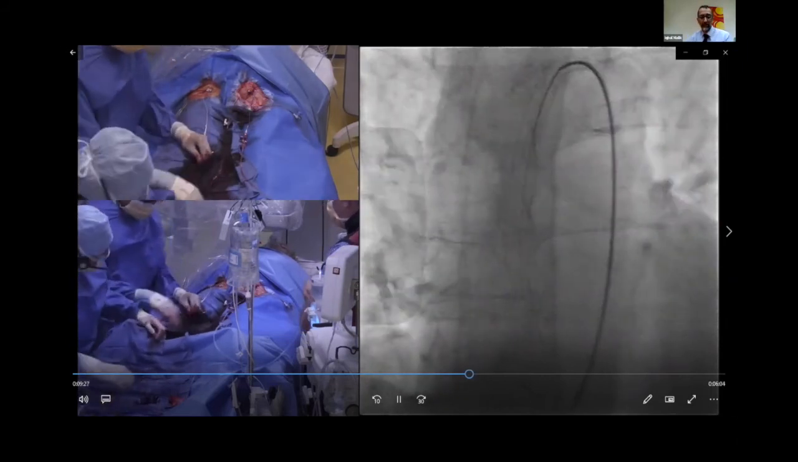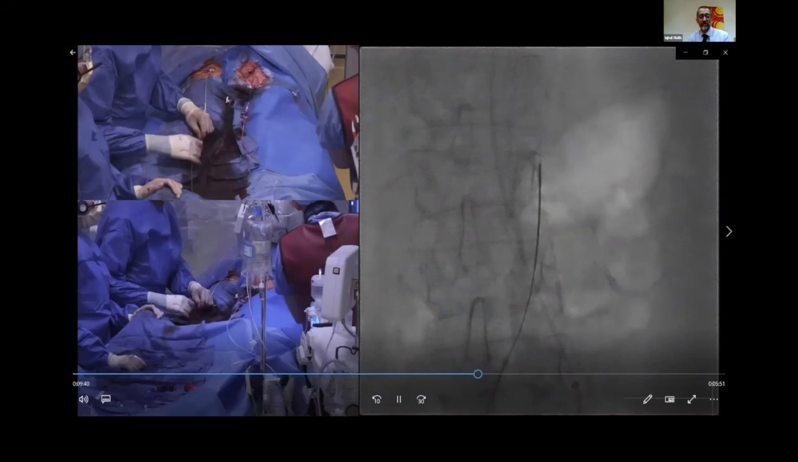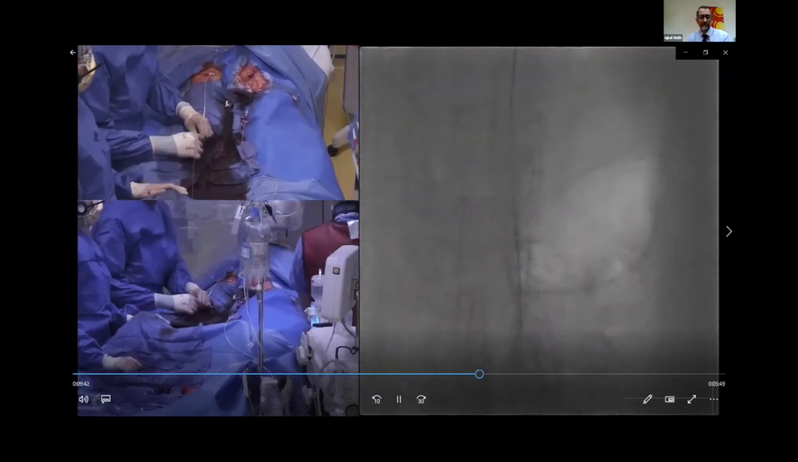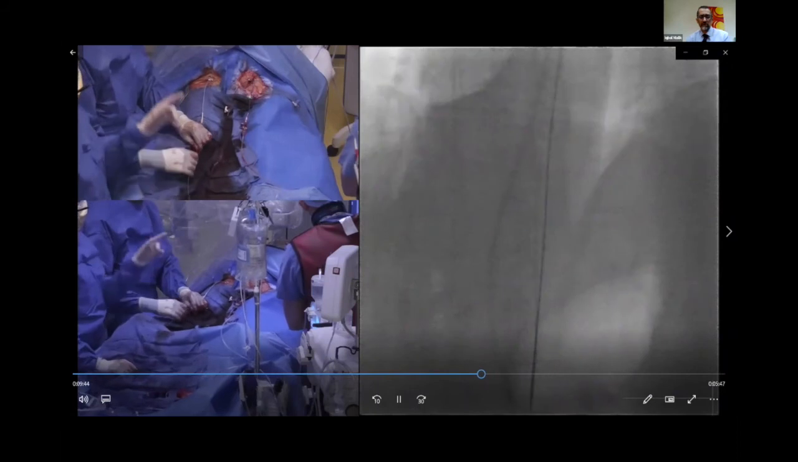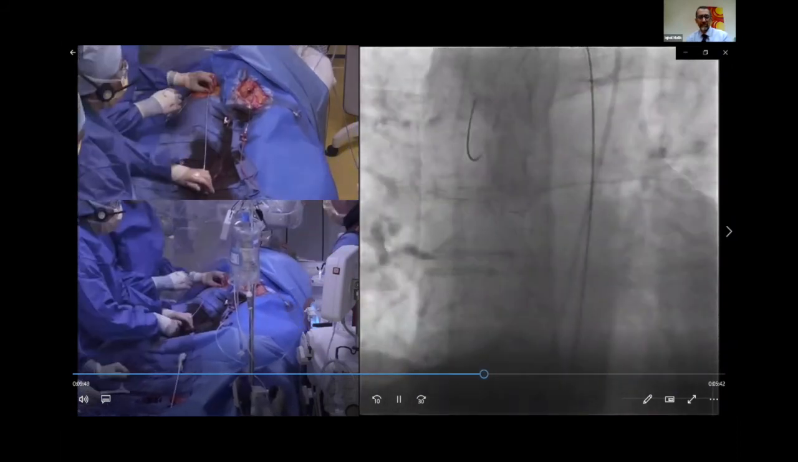So make sure that the sheath you're using for your TAVI is longer than the distance from your puncture point to your aorta, otherwise it won't reach, and that'd be a very disappointing thing to find out at that moment when you have a hole in your aorta. So here's the stiff wire going up. And beyond this point, it'll become a TAVI procedure.